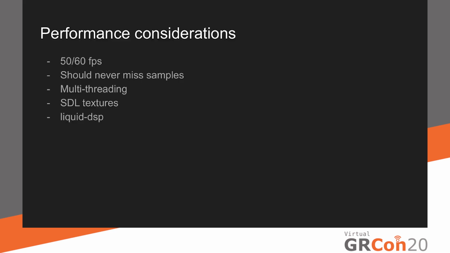Yeah, some performance considerations. The computer should be able to demodulate the image at 50 or 60 FPS. And there can be no missed samples, so it has to be kind of a real-time system. Because when you miss samples in the video signal and you don't know how many samples you missed, you lose synchronization and it looks very nasty in analog video.